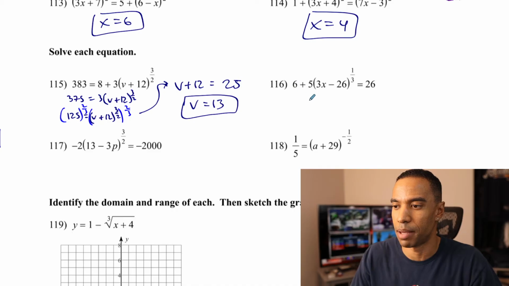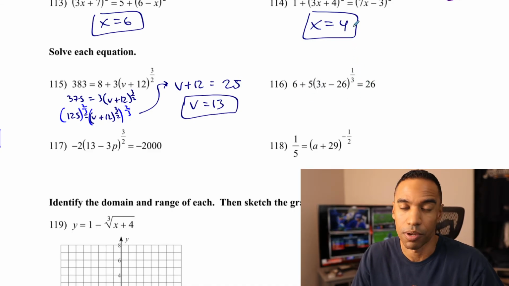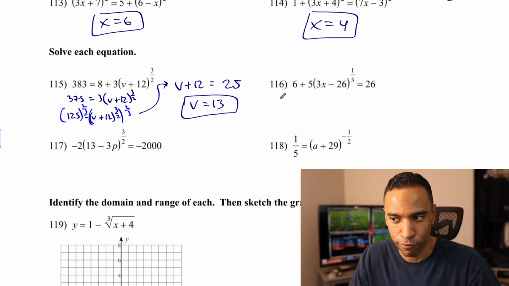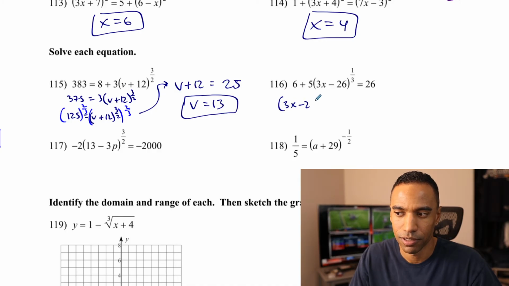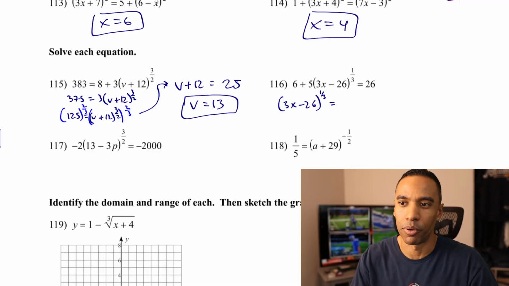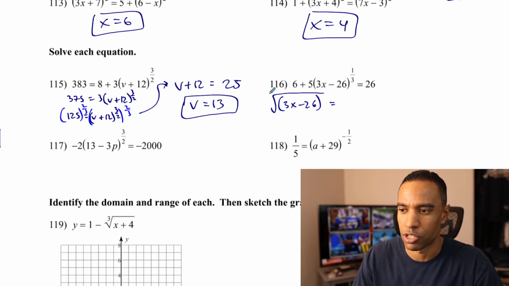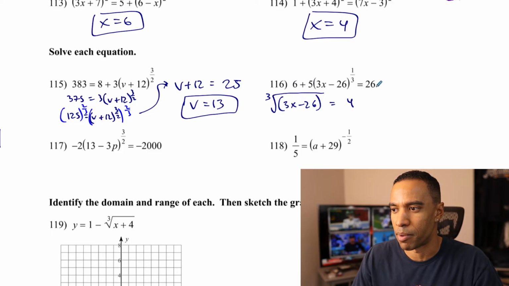Number 116, I'm going to subtract 6, then divide by 5, then cube it. This is a cube root, so I'm going to then cube it and then keep solving. Subtract 6, I get 20. Divide by 5, I get 4. You follow? To the 1/3 or cube root of. As long as it's a 1/3, I'm fine putting cube root, something like that. I like that. Whenever it's like the squared and that kind of stuff, not as much. But like that, that's fine. And that was 4. Remember, subtract 6, divide by 5.